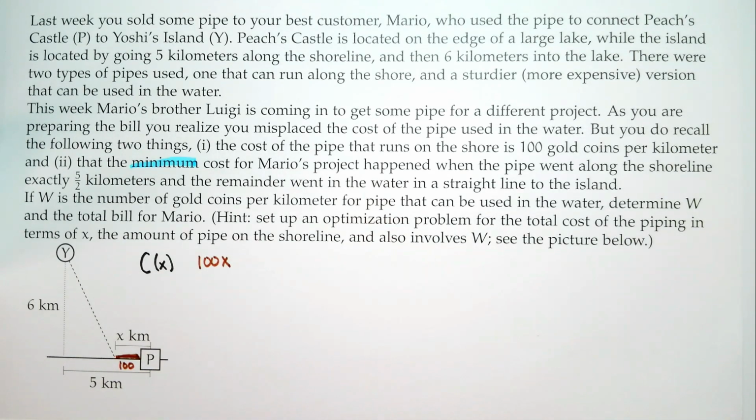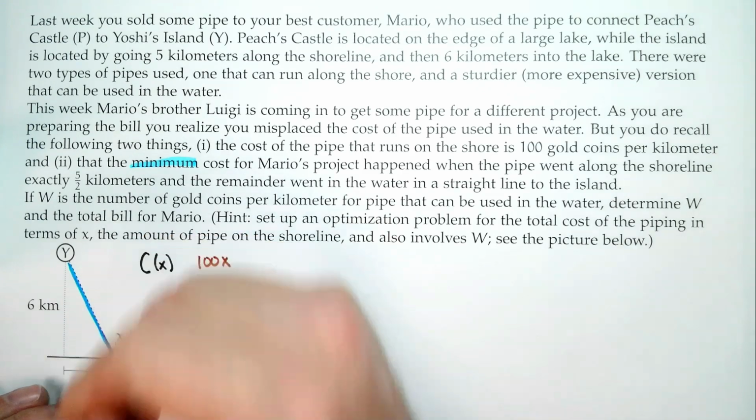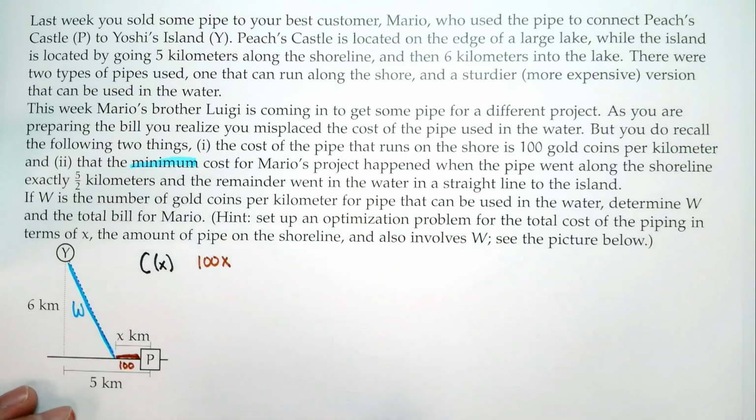Okay, well what about the water? Now the water, that's this length here. Now we don't actually know how much the water pipe costs, so we'll call it W, but we do know how far it went because we see it's part of a triangle. Not just any triangle, but the right kind of triangle. So what do we have? Well, this side has length 6. This side, it's not 5 and it's not x, but it is 5 minus x, the difference between the 2.